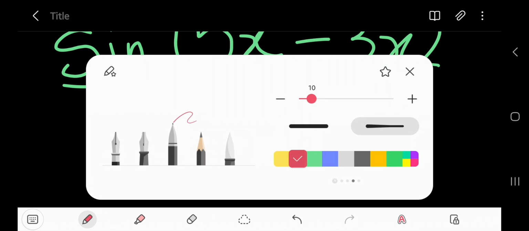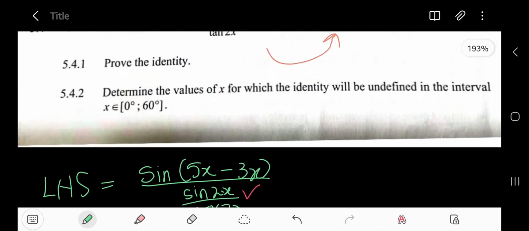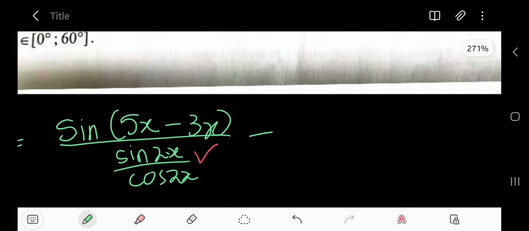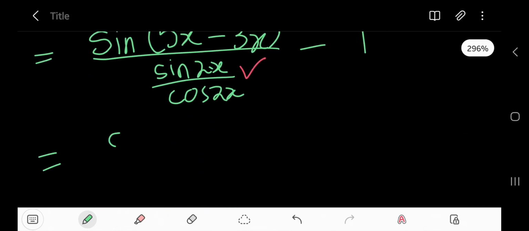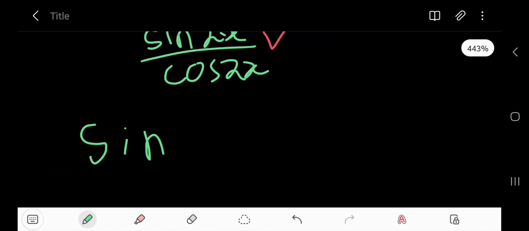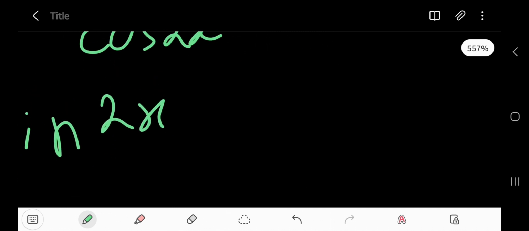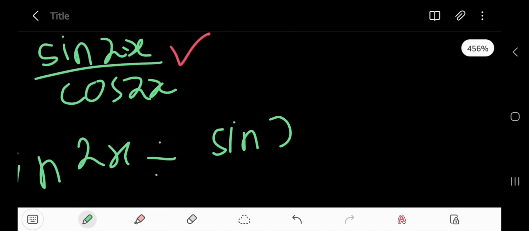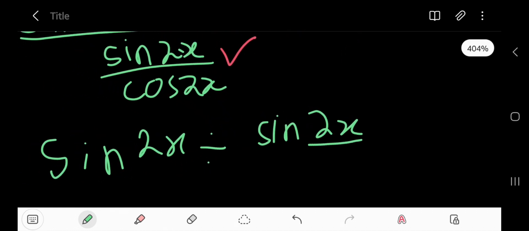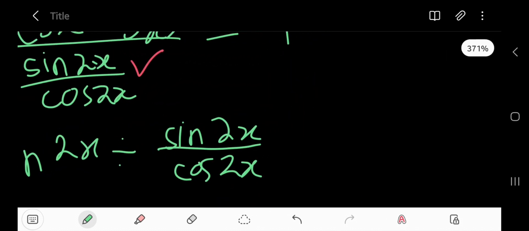Let's resume. Remember, let's not forget it's minus 1 here. So now the rest is history. Let's do the sine: this is going to be sine of 5x minus 3x, which is 2x. So now we have a double angle at the bottom as well. This is divided by, let's just write it like this, sine 2x over cos 2x.